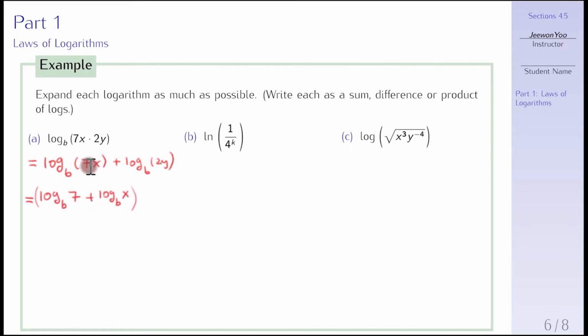This expression just came from this expression. And this expression came from this expression. So that's the answer. Let's do part B. Currently, we have a division sign here. So division sign or fraction means we have to use a quotient rule. So it looks like this.